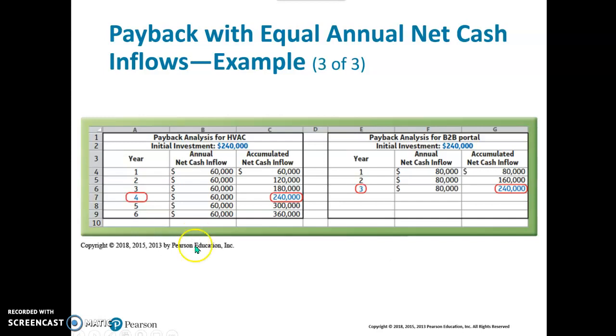Here's another way to look at it on just a chart. What you can do is add up the accumulated savings, and it proves that it's 4 years here. With the $80,000 one, it's 3 years. But we don't really have to do this. You can just take the investment and divide it by the annual inflow.